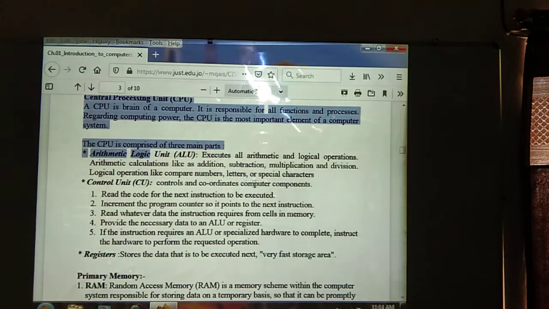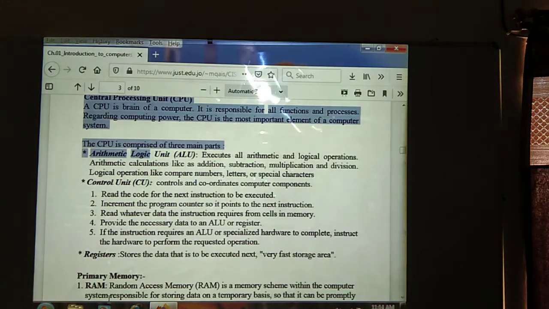The control unit controls and coordinates the computer components. It reads the code for the next instruction to be executed. It increments the program counter to point to the next instruction. It reads whatever data the instruction requires from cells in memory. It provides the necessary data to the ALU or registers. Next, if the instruction requires an ALU or specialized hardware to complete, whenever we need to perform any specific calculations, the specific hardware needs to be connected to the system.